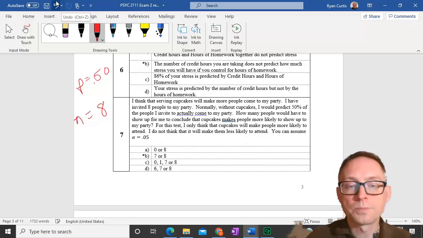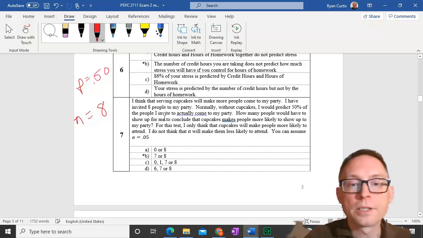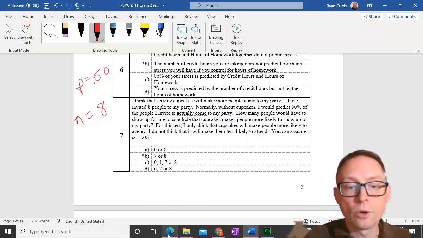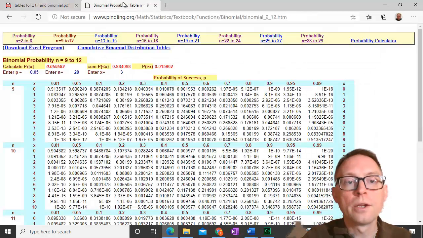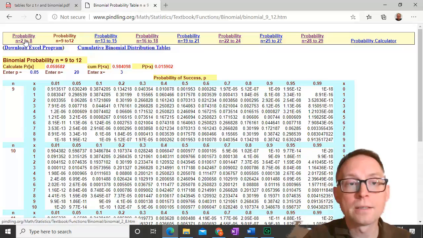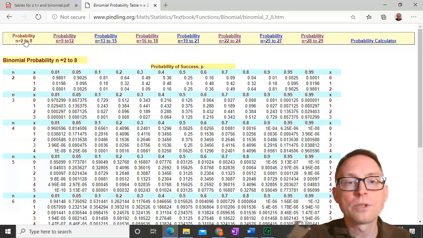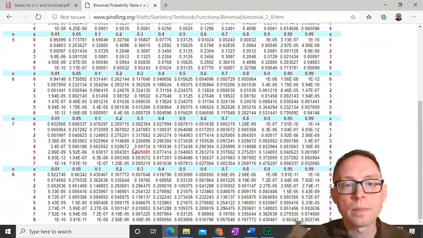So what this is asking us is to look at the binomial. So let's go ahead and look at a binomial. Here's the binomial table. But if you remember, n equals 8. So we have to go over here, n equals 8, down here.